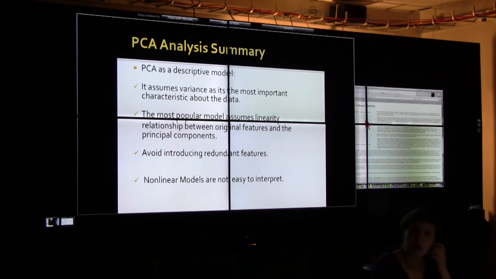And we talked about how the nonlinear versions of this model, while they're more realistic in terms of the assumptions that they make, are not so easy to interpret. So there is that part that we need to take into account.